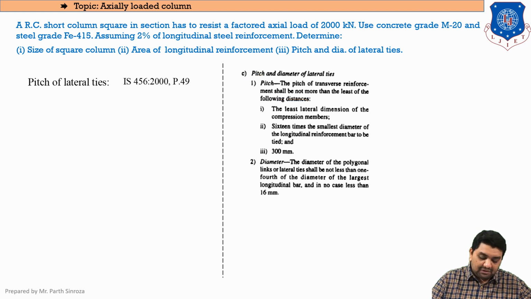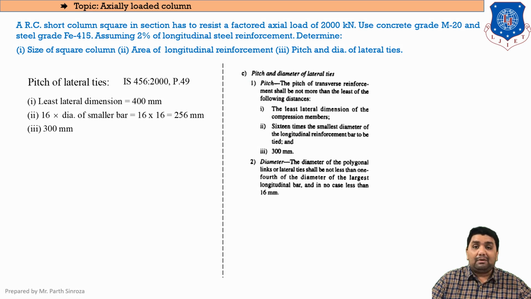Clear? So the first thing is the least lateral dimension of the compression member, that is a column. The least lateral dimension of the column is 400 mm because it is a square column, so both sides will be 400. If you have provided a rectangular column, then you will be substituting the lesser value. The second thing is 16 times the smallest diameter, and our smallest diameter was 16. So 16 times 16. If you have taken a homogeneous section, then the bar diameter will be the same in the previous case and this case. And the third case is 300 mm.